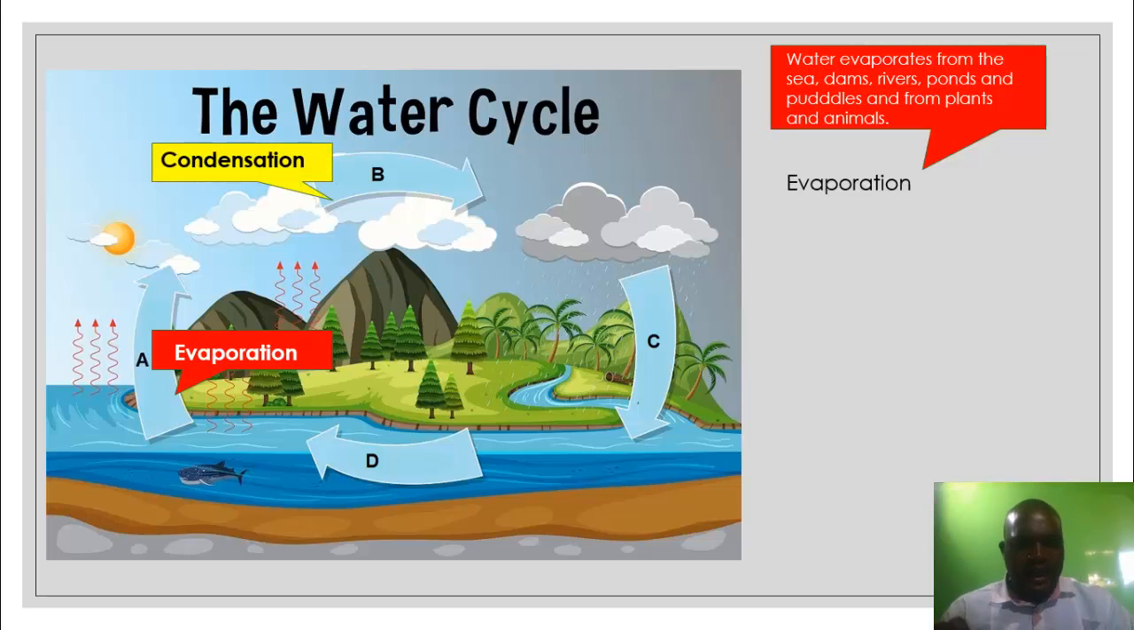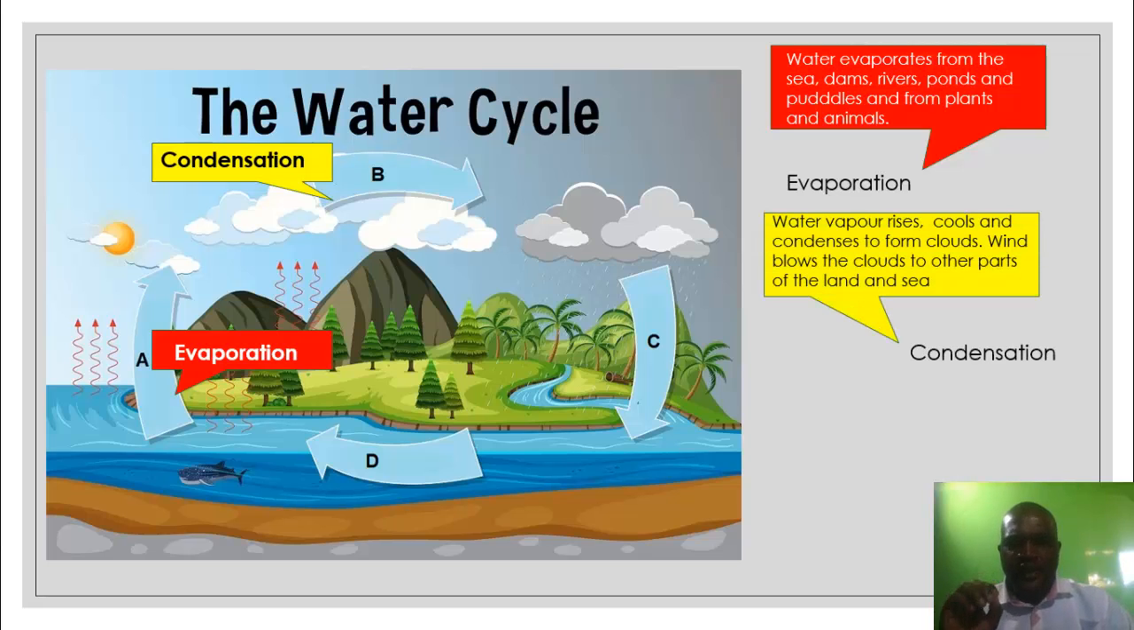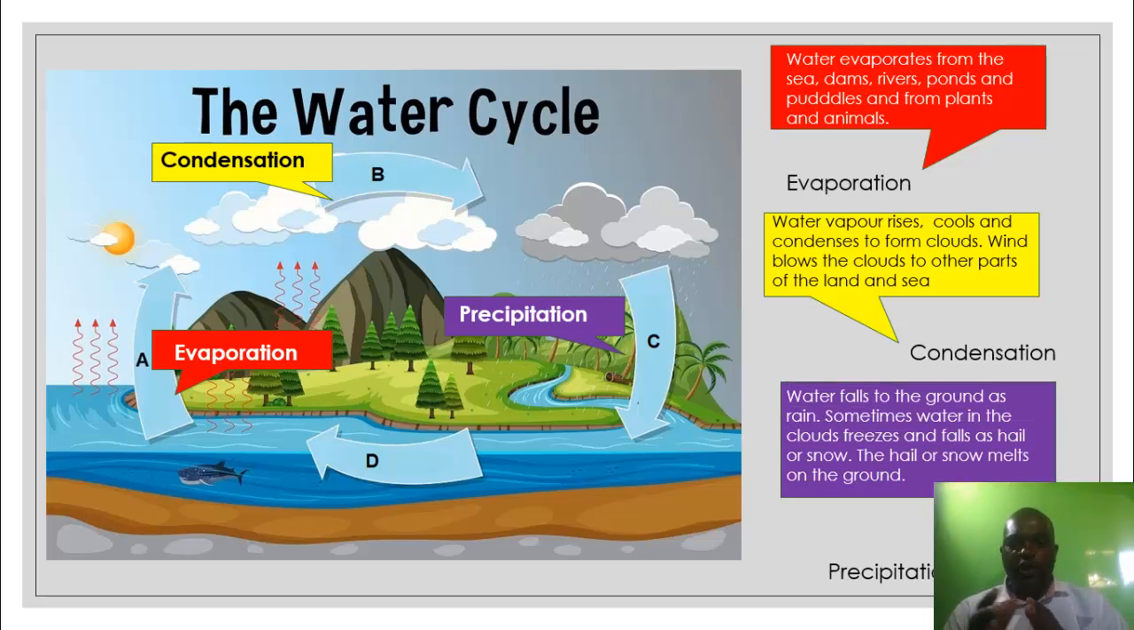Second step is a step we call condensation. What happens at condensation? Condensation, basically water vapor rises, it cools, and it forms clouds. It condenses to form what? Clouds. Now, wind sometimes blows these clouds to other parts of the land and sea. And this is what eventually happens, what we call precipitation. This is now where we have our rainwater. So water falls to the ground as rain.